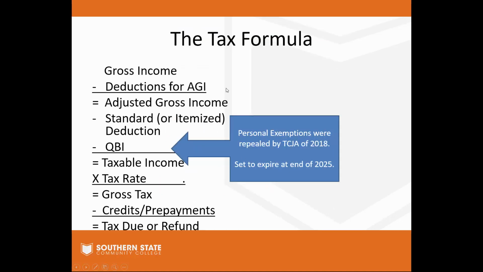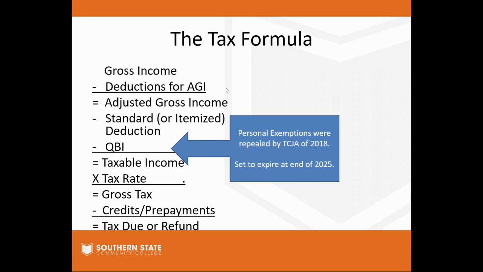Next line, QBI, qualified business income. That used to be exemptions. You used to get a ballpark $4,000 exemption for yourself, your spouse, and every dependent that you claimed. The Tax Cuts and Jobs Act eliminated all of that. So you don't get a personal exemption anymore. Again, we kind of baked all that into that standard deduction. They raised the child tax credit. They did some things that hopefully offset that for most taxpayers. So personal exemptions are gone.